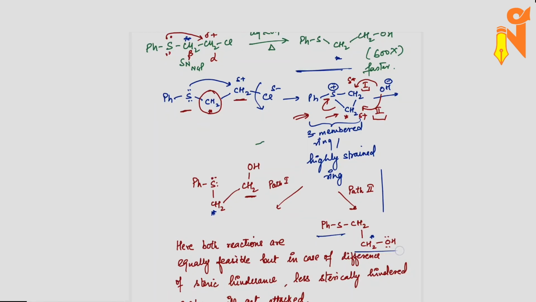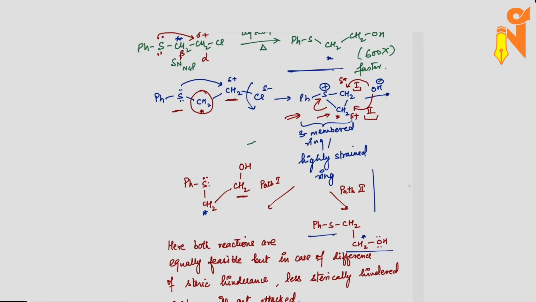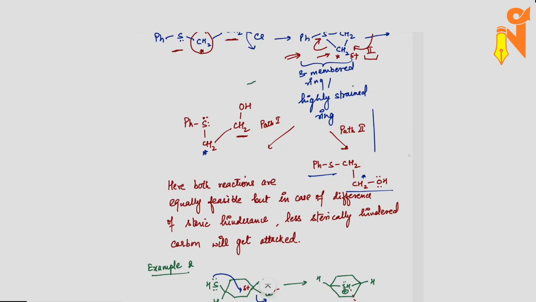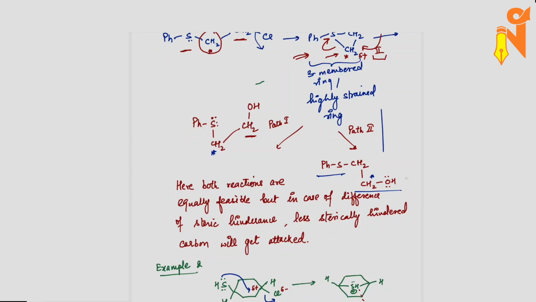So this is how the product will form. Here both reactions are equally feasible, both products will form, and basically both products are the same. But just in case I would have a chain where one carbon is more sterically hindered than the other one, wherever the steric hindrance is less, the reaction will be faster there. So basically the external nucleophile will attack on that carbon only. For example, let me just show you one example now.